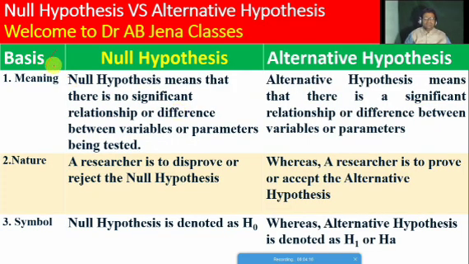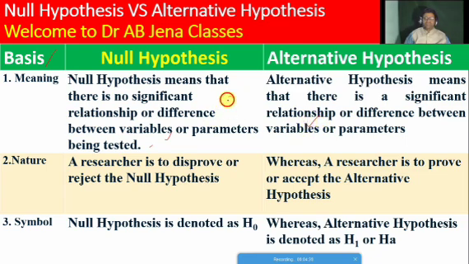So friends, now that the meaning of a hypothesis is clear, what is the meaning of a null hypothesis and what is the meaning of an alternative hypothesis? A null hypothesis means that there is no significant relationship or difference between the variables or parameters being tested, whereas an alternative hypothesis means that there is a significant relationship or difference between variables or parameters.